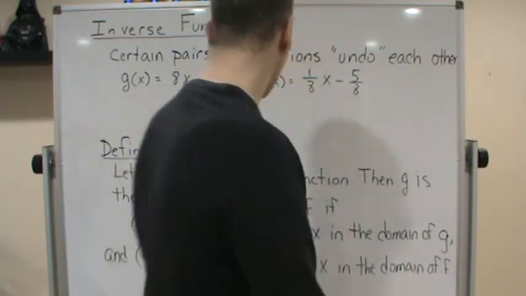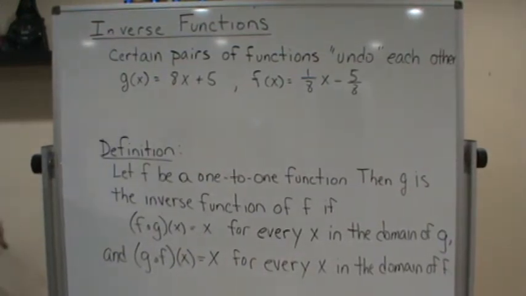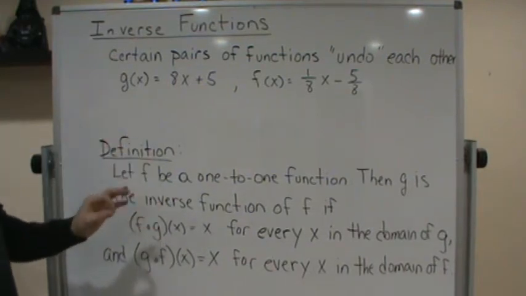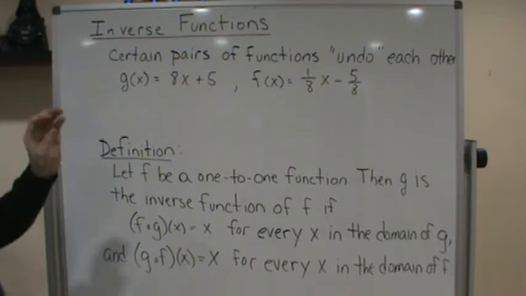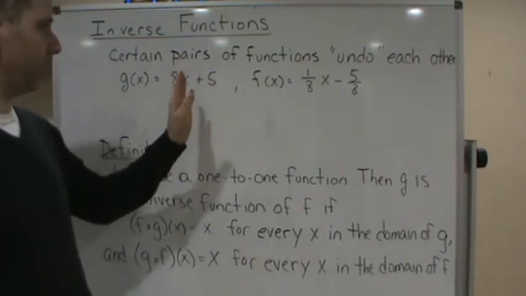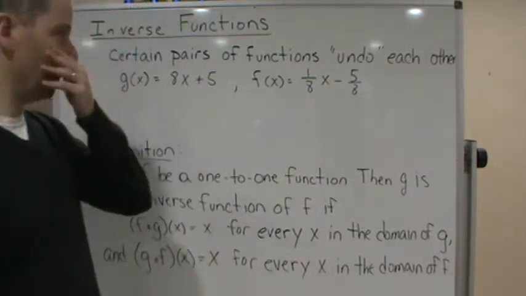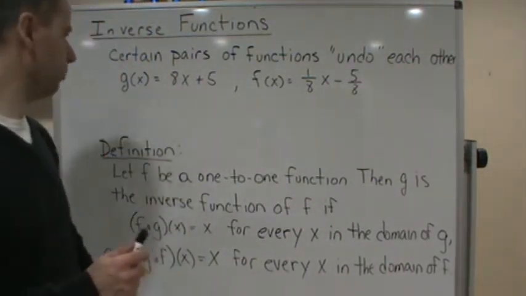Okay, so let's start with the idea that there are functions out there that can be paired up, where we can take a pair of functions where each function undoes the other. Okay, and what do we mean by that? Well, let's look at the example here.